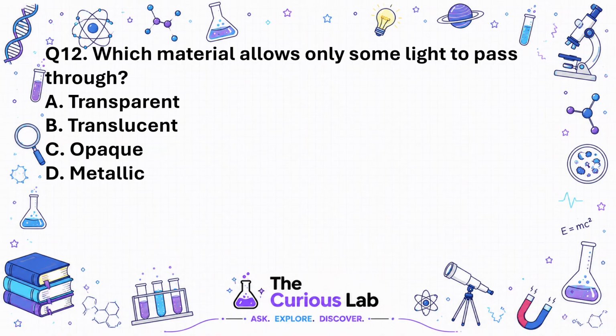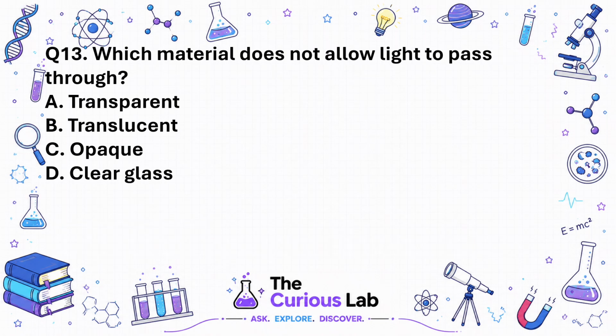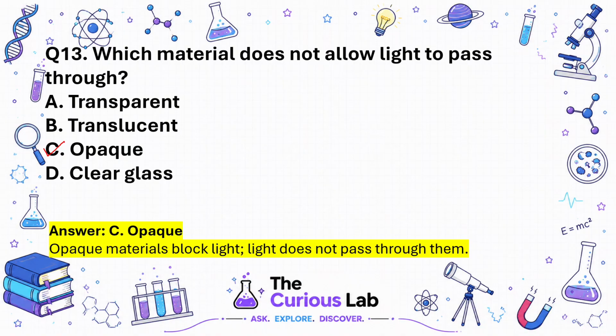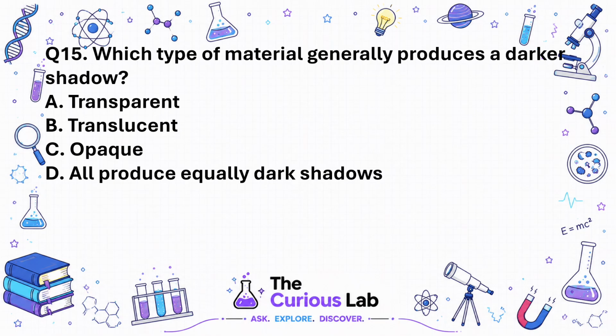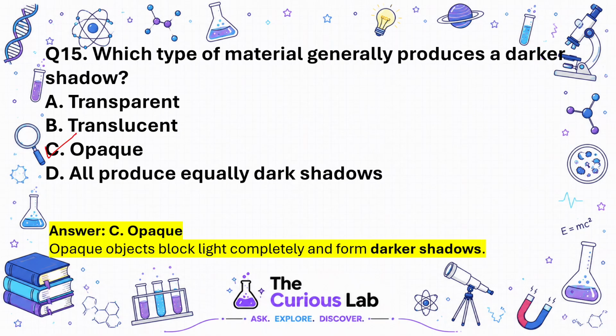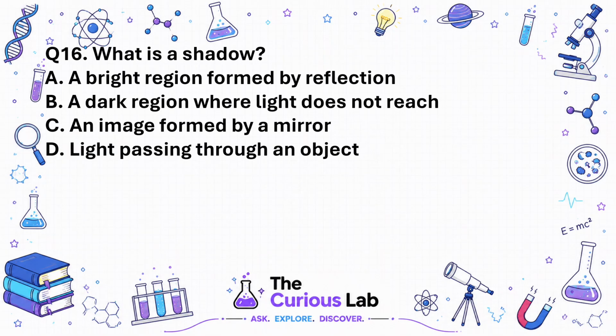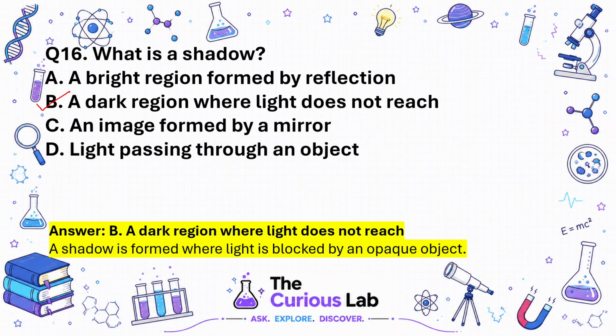Which material allows only some light to pass through? The answer is translucent. Which material does not allow light to pass through? Opaque. Which of the following is transparent? Clear glass. Which type of material generally produces a darker shadow? We know it is opaque because they completely block the light. What is a shadow? A dark region where light does not reach.